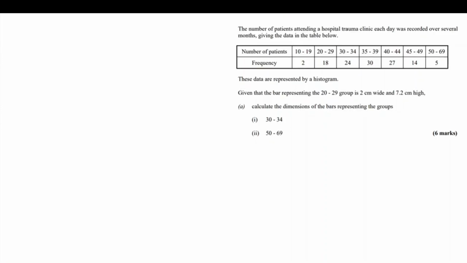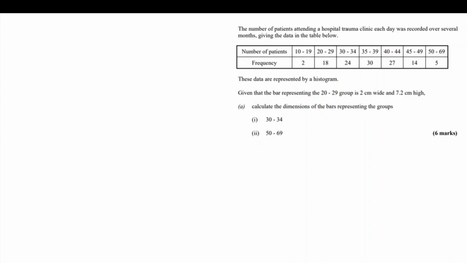So in this question, we've been told that the number of patients attending a hospital trauma clinic each day was recorded over several months, and that's given rise to the data in the table below. Looking through the table, the very first thing that I notice is that the upper limit of one interval and the lower limit of the next interval do not match. There are gaps in between those limits.